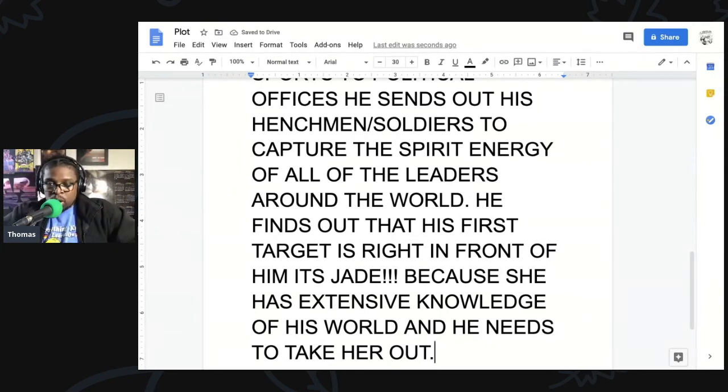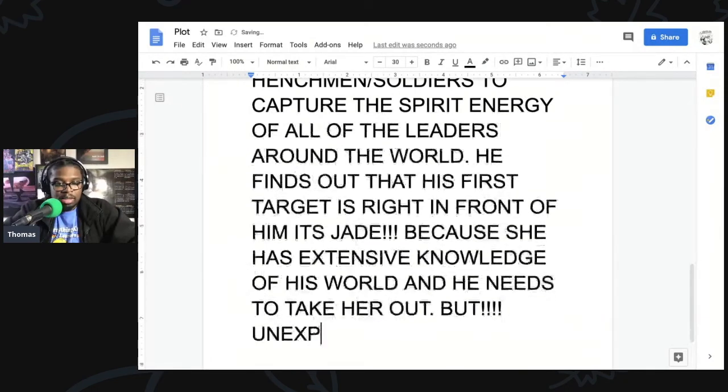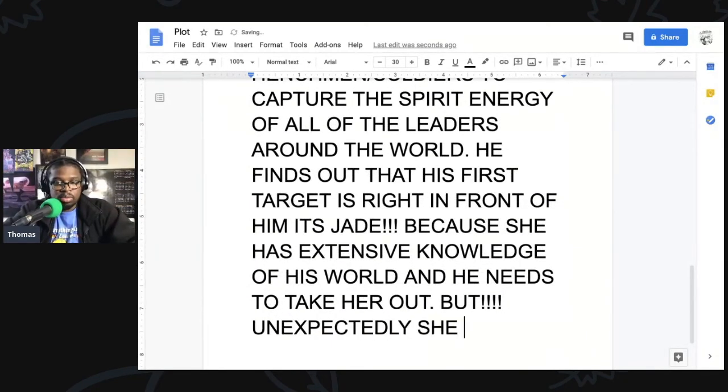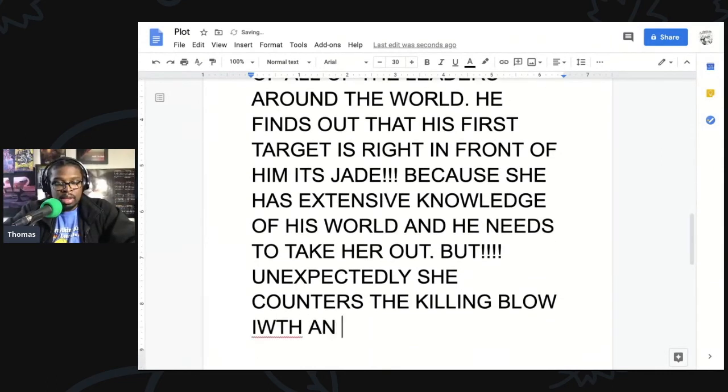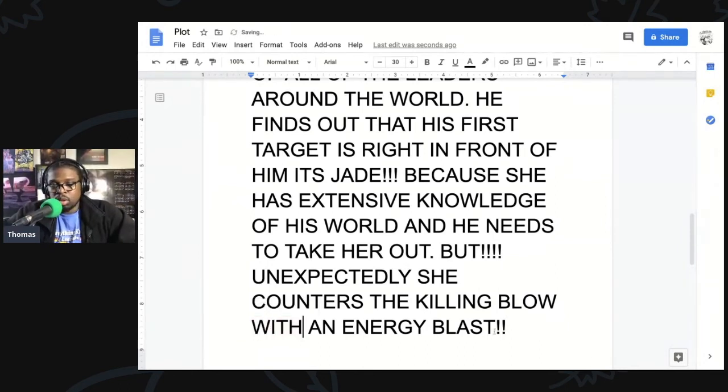So now we bring our main character into play. So he needs to take her out, but what? Unexpectedly, she counters the killing blow with an energy blast. So she comes out of nowhere with an energy blast. And she's like, what is going on? I actually used the energy blast. How could I do that? So she now is thrust into a new situation where she's like, I can use anime powers, but she's just finding this out.